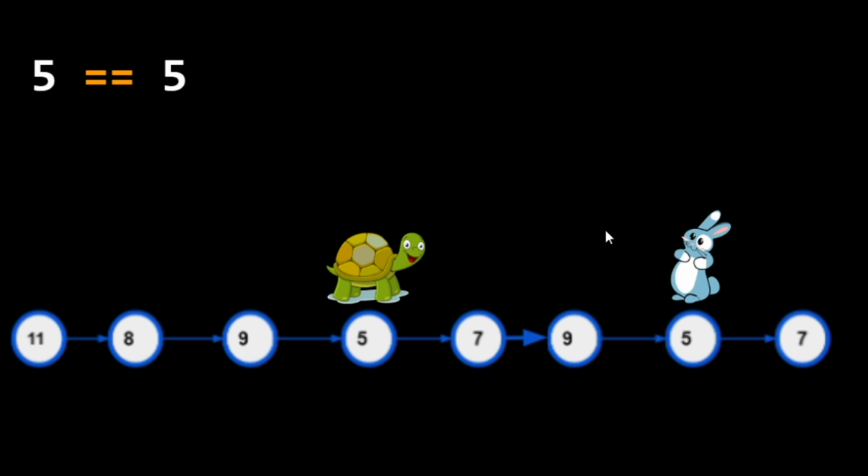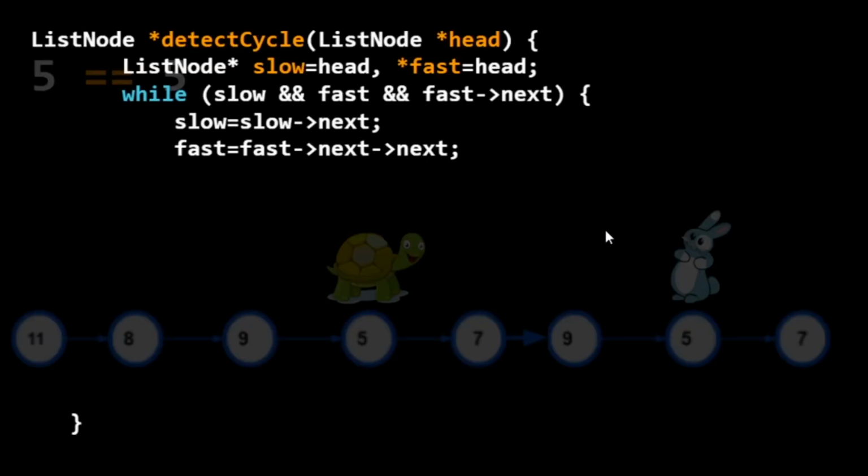How can we implement this, and how can we find the value that was equal? For implementing this, we have to take two pointers, one slow and the other fast. We start them from the head of our linked list. Then as long as the fast pointer and the next of the fast pointer are not null, we move our slow pointer one step and the fast pointer two steps.